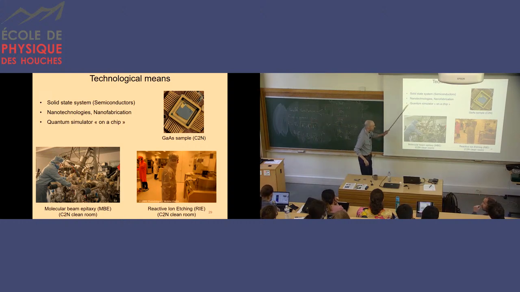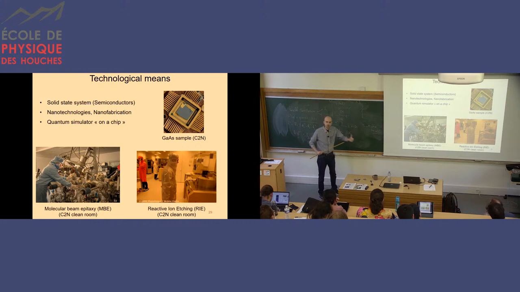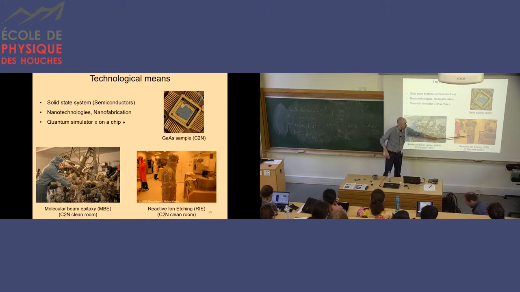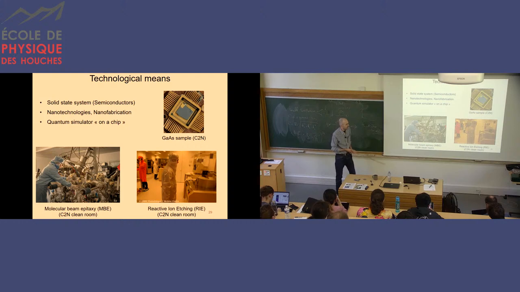So this is the fabrication of the sample. And this kind of samples can then be structured, patterned through different techniques related to some things that we heard yesterday: electron lithography, lift-off, etching. So this is, for instance, a picture of a reactive ion etching reactor at C2N. And as I was telling you, the goal is then to realize this artificial matter on a chip, kind of like this.